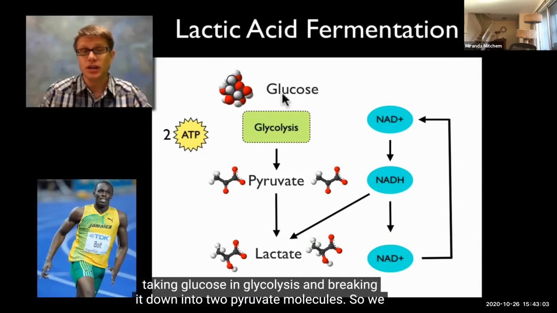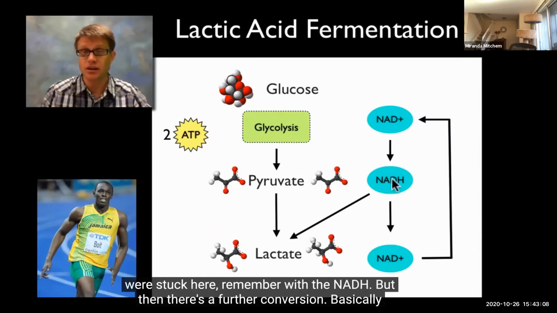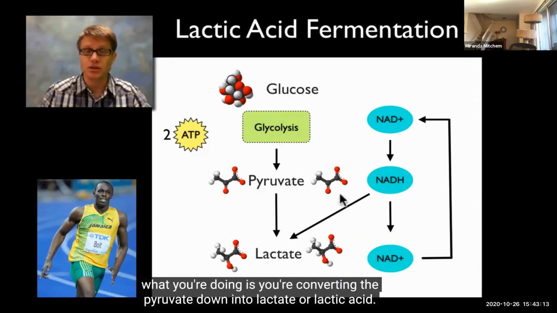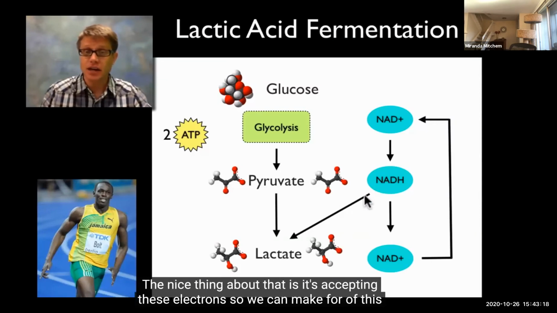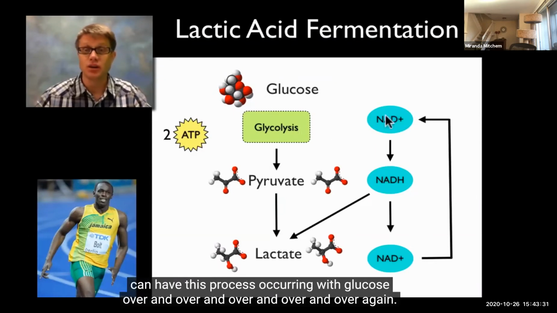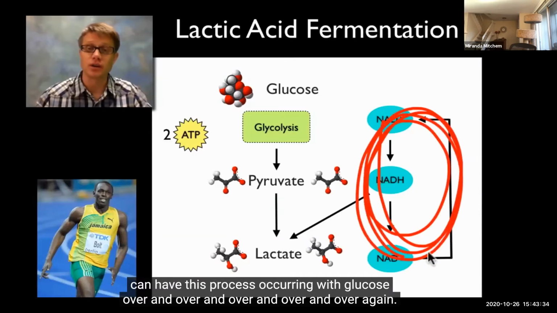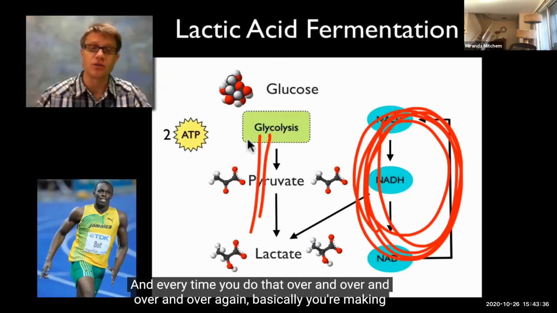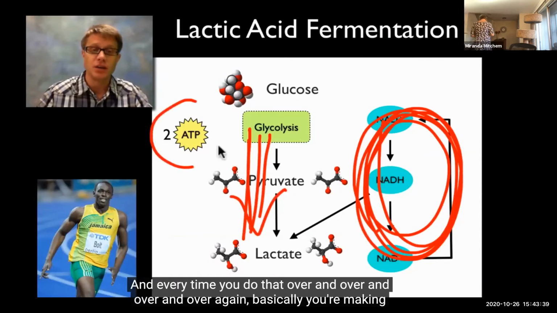Basically, your cells are taking glucose in glycolysis and breaking it down into 2 pyruvate molecules. So we were stuck here, remember, with the NADH. But then there's a further conversion. Basically what you're doing is converting that pyruvate down into lactate or lactic acid. The nice thing about that is it's accepting these electrons so we can make more of this NAD plus, and then this can be recycled again. And so basically you can have this process occurring with glucose over and over and over again. And every time you do that, you're making 2 ATP.